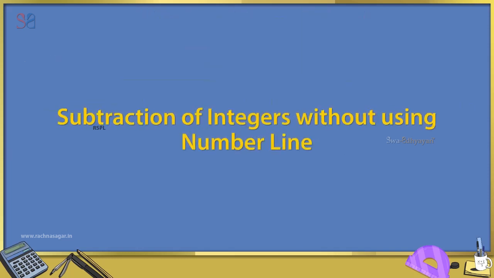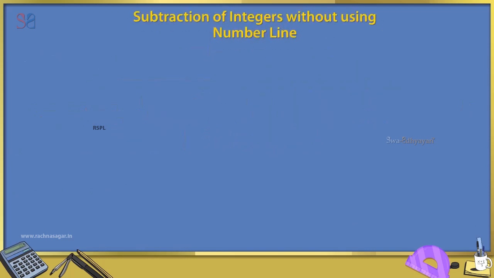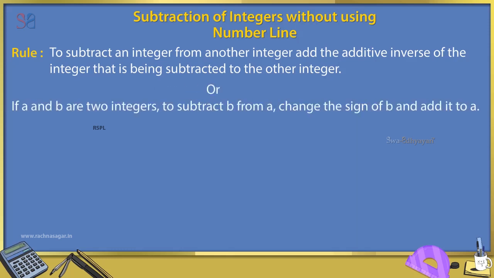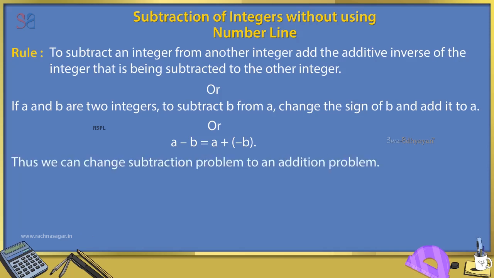Subtraction of integers without using number line. Rule: to subtract an integer from another integer, add the additive inverse of the integer that is being subtracted to the other integer. Or, if a and b are two integers, to subtract b from a, change the sign of b and add it to a. Or, a minus b is equal to a plus (-b). Thus, we can change a subtraction problem to an addition problem.